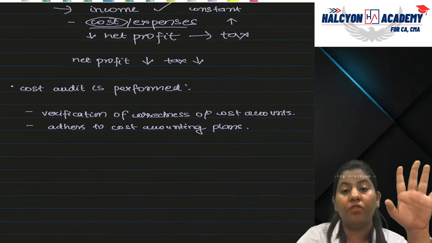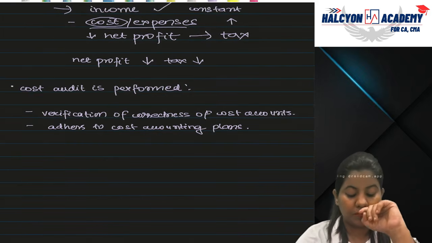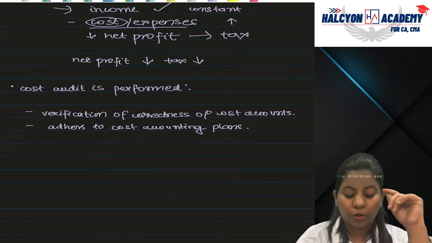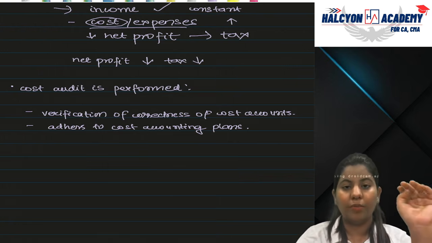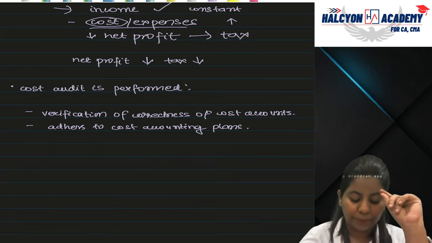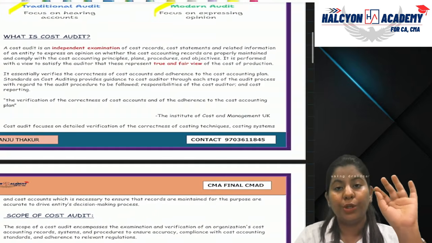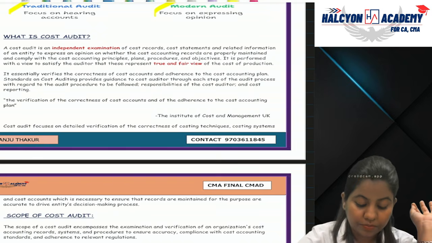Two reasons for performing the cost audit. Now we are going to study this in detail. We are going to study the nature of cost audit, the meaning of cost audit in detail. Whatever I have told you is written here.